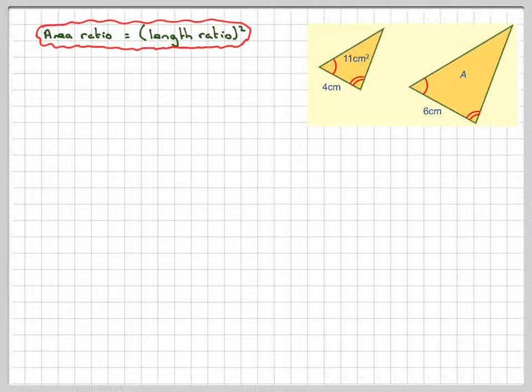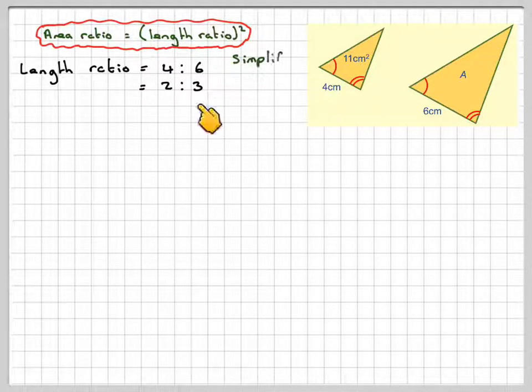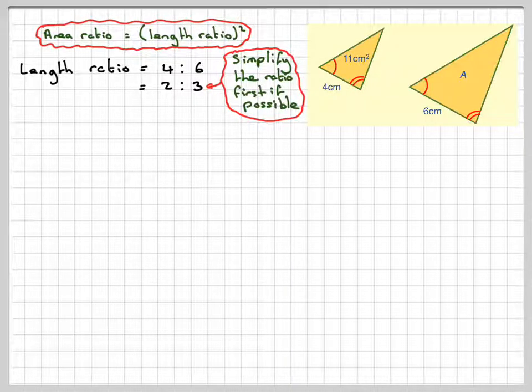So the area ratio is the length ratio squared. The length ratio, we've already said, is 4 to 6. Now, if you can simplify this, which you can, because this becomes a ratio of 2 to 3, then you should always do that first, if possible. It just makes the numbers a bit easier. And therefore the area ratio will be 2 squared to 3 squared. This simplifies by dividing each of these, by the way, by 2. Now, which is 4 to 9.